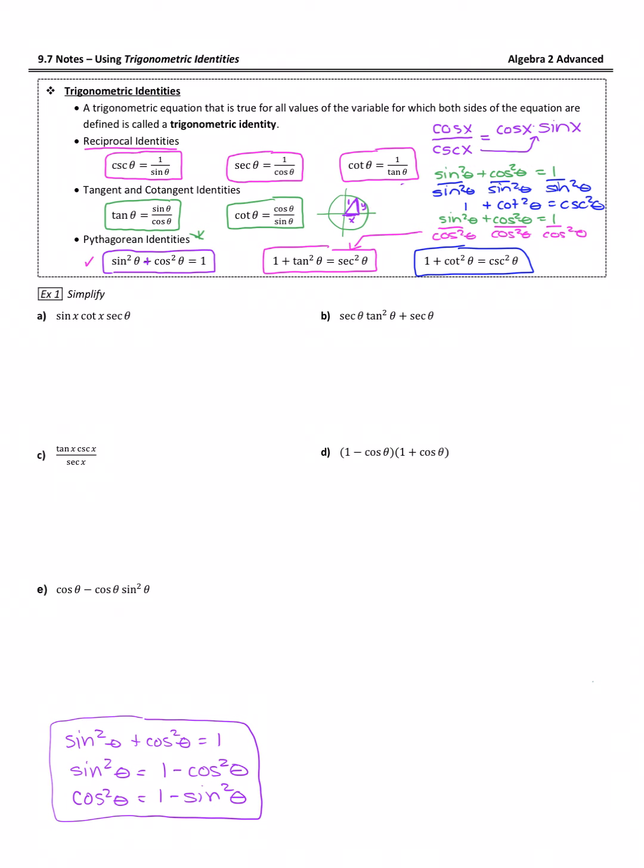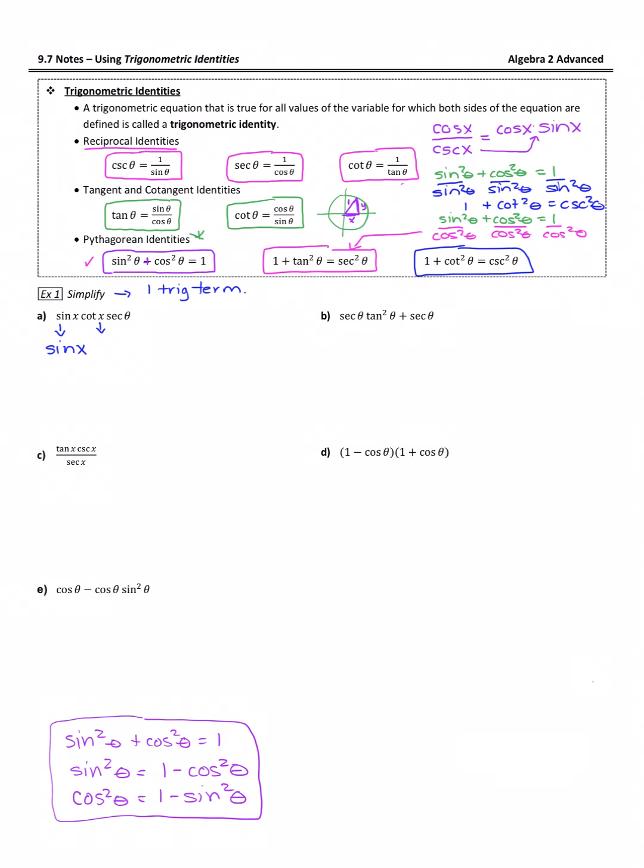So simplifying usually means you want to get it down to just one trig term. That's usually what your goal is. With simplifying, it's a little bit ambiguous because you don't always know exactly where you're headed. So what we're going to do in this example A is turn everything into sine and cosine. So that means that sine will stay as it is.